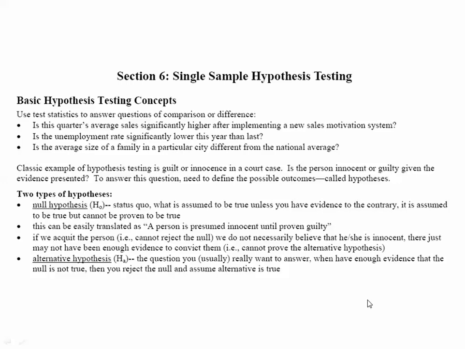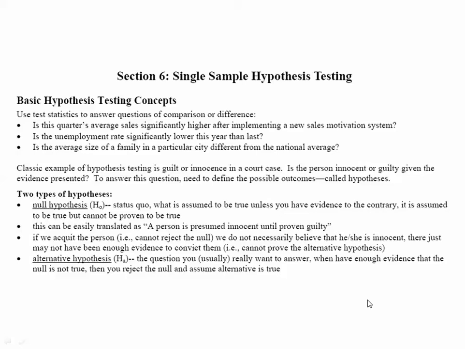This is section 6. It's the beginning of hypothesis testing. It really is just an extension of what we did in section 5 when we were discussing confidence intervals. But now in this section and section 7, we talk more about what it means to be outside of those confidence intervals.